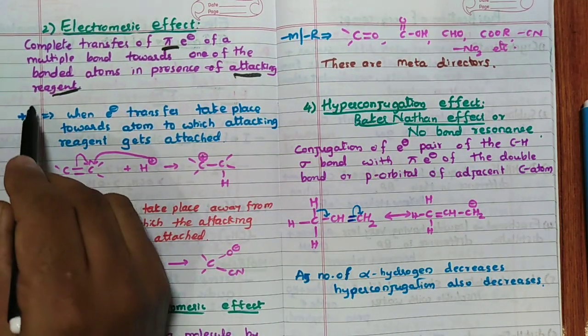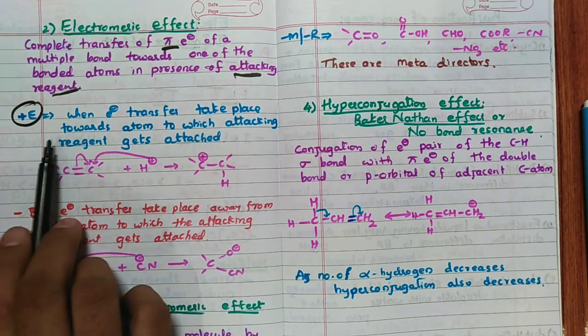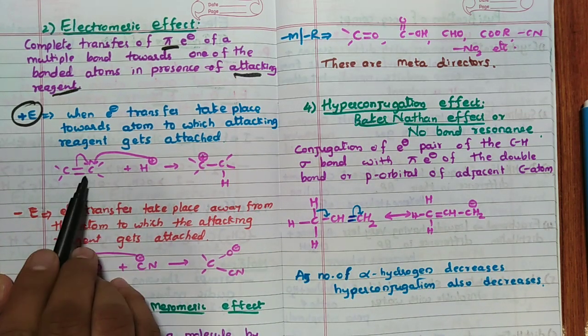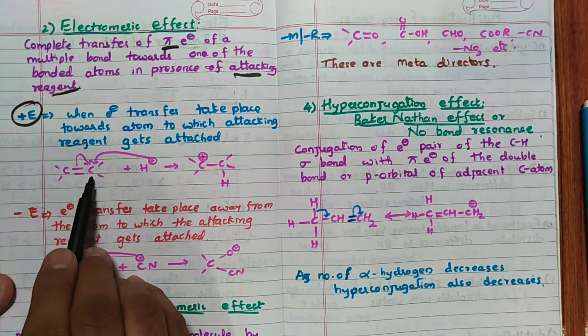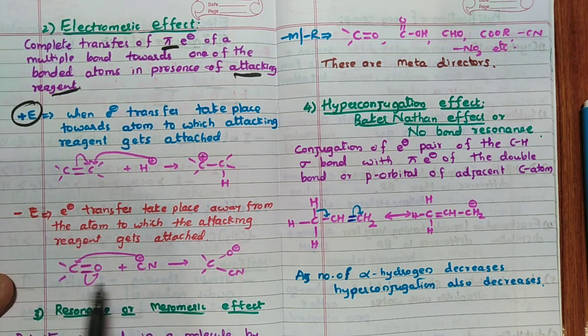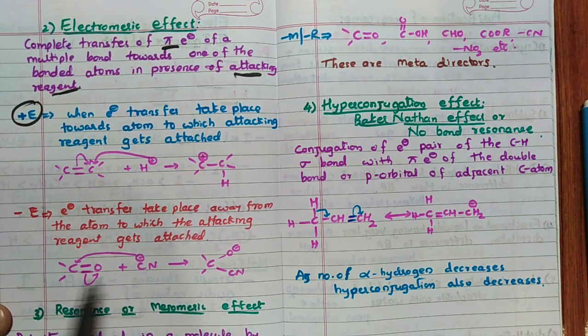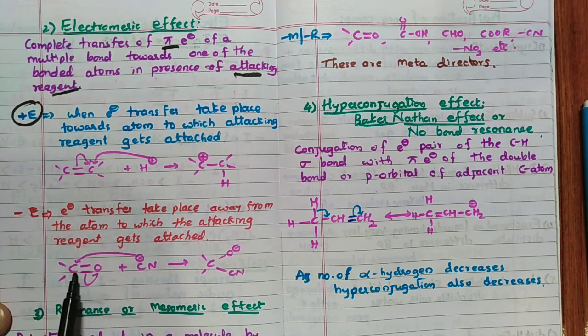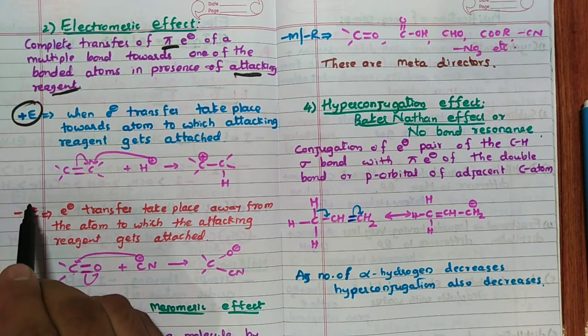Plus E effect means when electron transfer takes place towards the atom to which the attacking reagent gets attached. See, the attacking reagent H is attached to this carbon and electron movement is also going to that carbon. Hence, this is called plus E. Here you can see the reverse. The attacking reagent attacks this carbon, but electrons go opposite to the carbon to which the attacking reagent gets attached. So electron transfer takes place away from that atom to which the attacking reagent gets attached. Hence remember, this is minus E effect, for such compounds as C=O, C≡N.